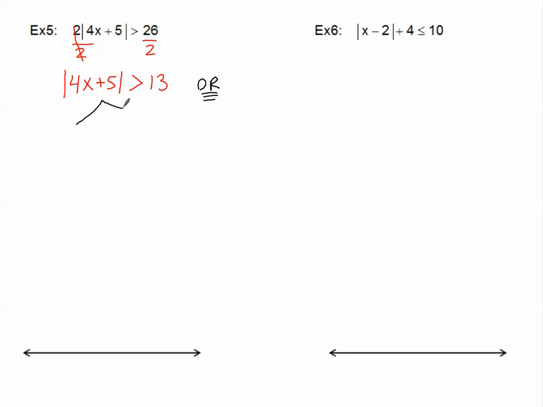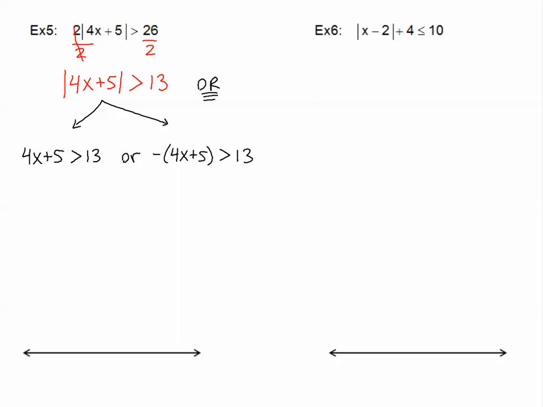So I'm going to split this up, and it's going to be two separate numbers with an or in between. So the 4x plus 5 is greater than 13. I'll just write that exactly how I see it without the absolute value bars. Or the opposite of the 4x plus 5 is greater than the 13. Those are my two statements.